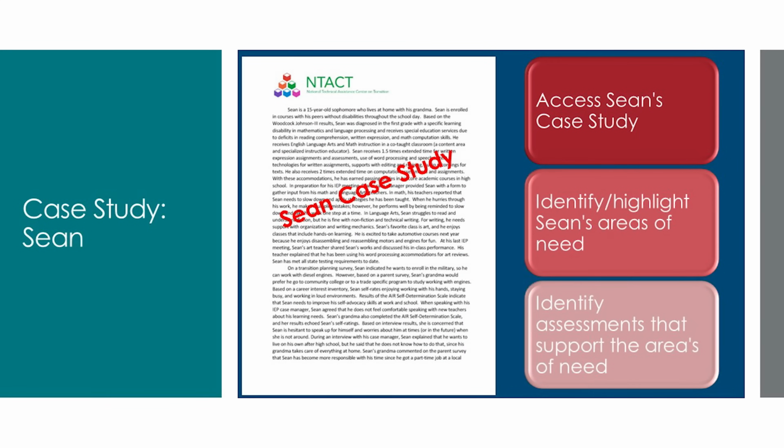For reference, let's take a look at a student case study that has been used throughout this course. Please access the Sean case study that is provided as a resource within this module. Now take a few minutes and review the Sean case study. While reviewing, please identify and highlight Sean's areas of need and any information that supports why each area is considered a need. This will be helpful as we continue through the presentation. And please feel free to pause the presentation at this time to review the Sean case study.